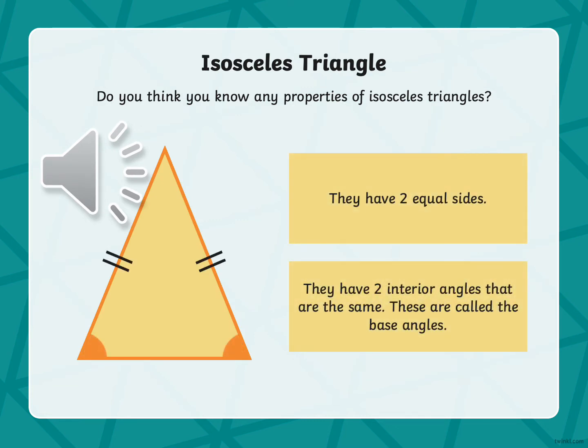So the next triangle we're going to look at is an isosceles. Anybody know what the properties are of an isosceles? Okay, look at the picture. So an isosceles triangle has two equal sides and two equal interior angles. And it's the angles at the bottom of the triangle that are equal.